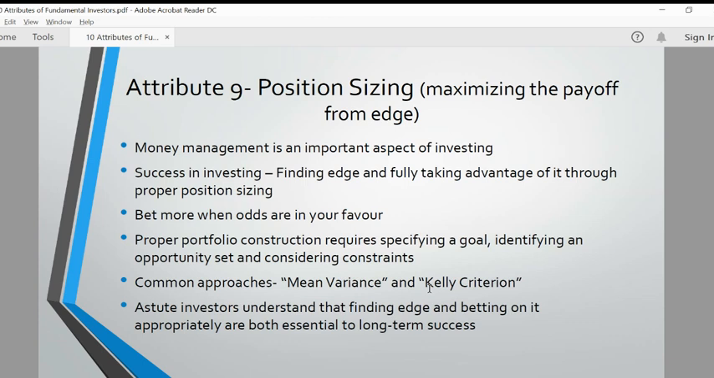And the author also says that most investors, including investment banks and institutional investors, tend to focus more on the edge rather than on position sizing. So position sizing is one aspect which has not been given its required importance in the area of institutional investing.